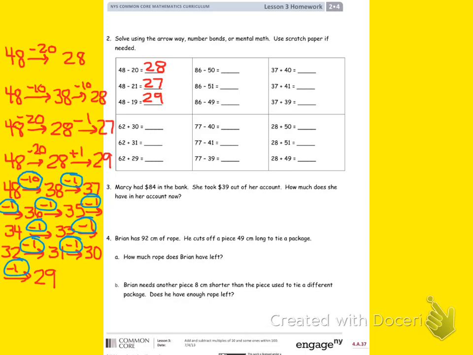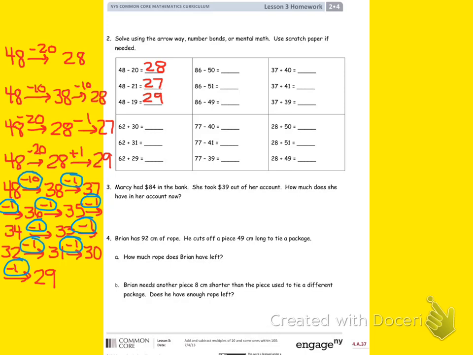Now use the arrow way, number bonds, or mental math to solve the problems in the squares. Just make sure, though, that your teacher knows how you did it. Use scratch paper and attach it to the paper so that your teacher knows how you solved these problems.